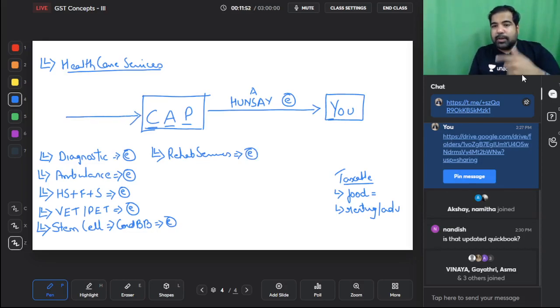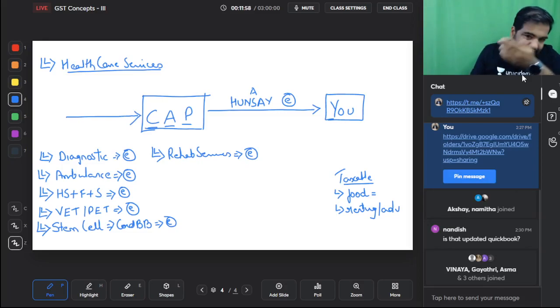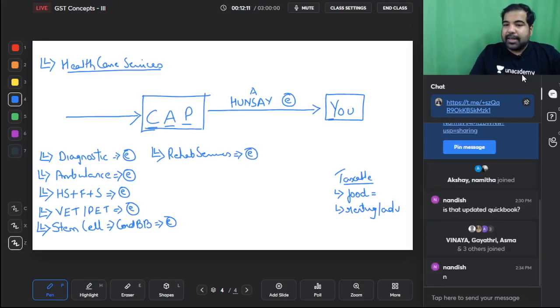Example, if a hospital puts an air conditioner, will they pay GST on that? Yes, guys. Tell me if you understand this. These services are exempt, so does the government get any GST from these services? No, they are exempt. So the government doesn't get any GST.